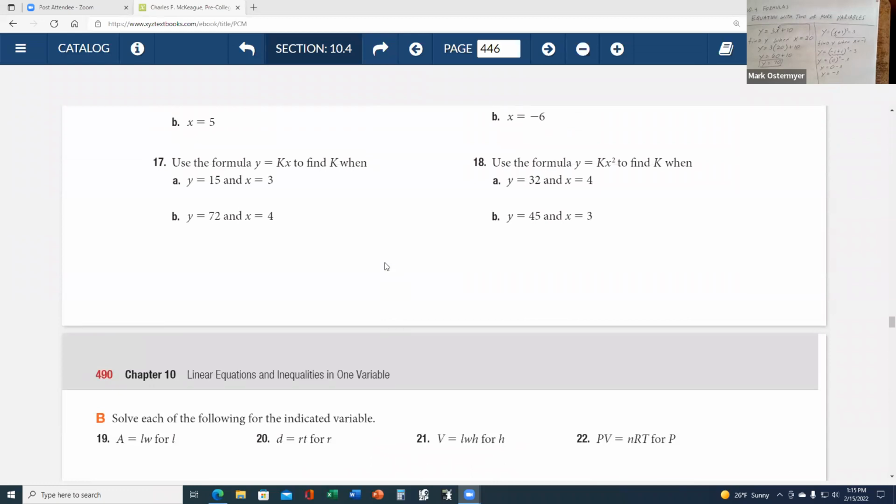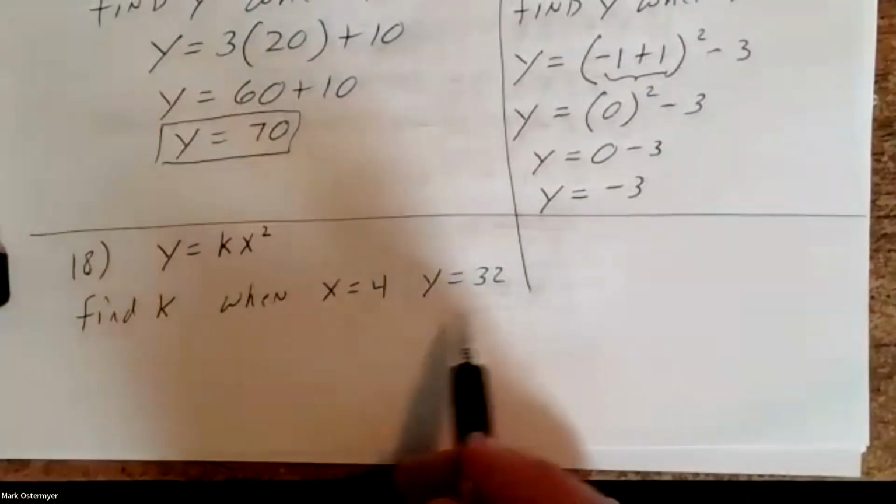All right, let's look at number 18. Now they give us a formula that involves 3 variables, y, k, and x. So y is equal to k times x squared. And they want us to find k when x is assigned a value of 4 and y is assigned a value of 32. So how in 18a are we going to find k when x is 4 and y is 32?